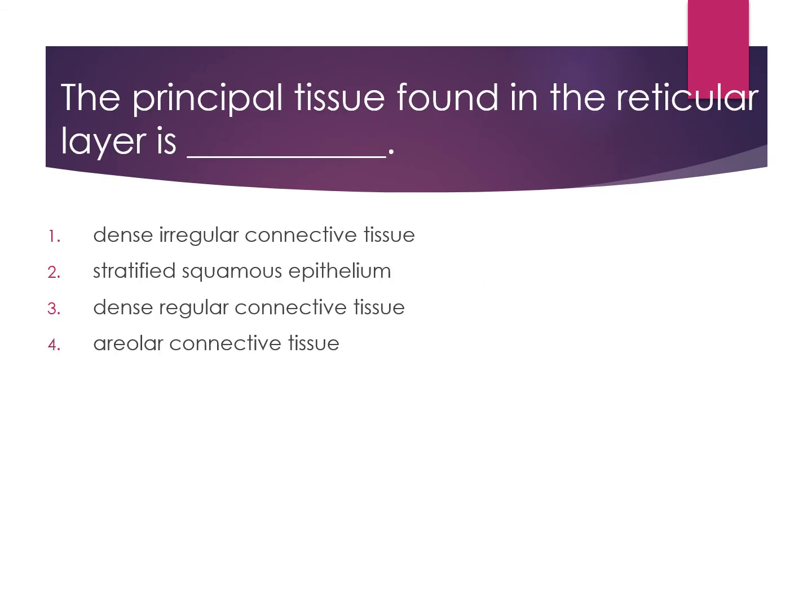So now let's take a quick break and see what you remember. The principal tissue found in the reticular layer is: dense irregular connective tissue, stratified squamous epithelium, dense regular connective tissue, or areolar connective tissue? Pause the video and join me when you have your answer.